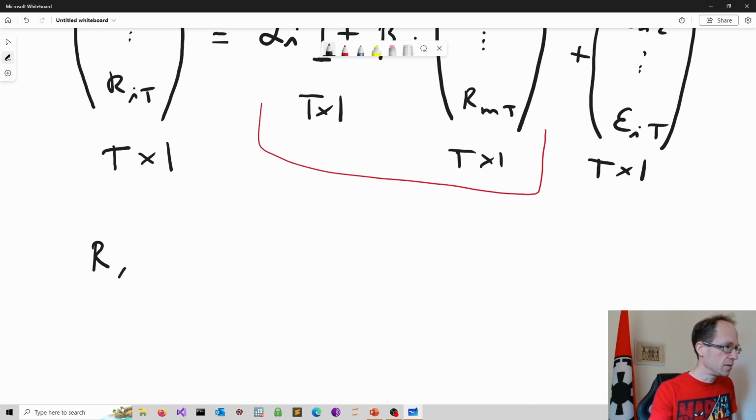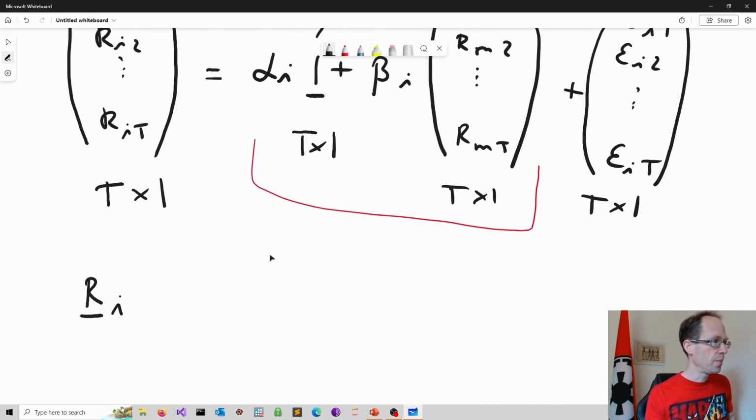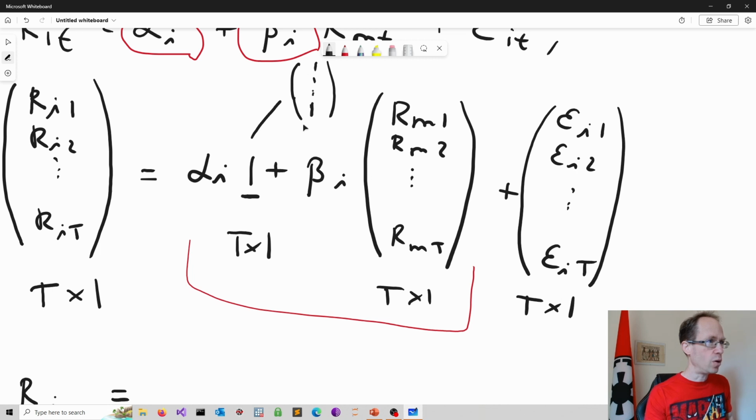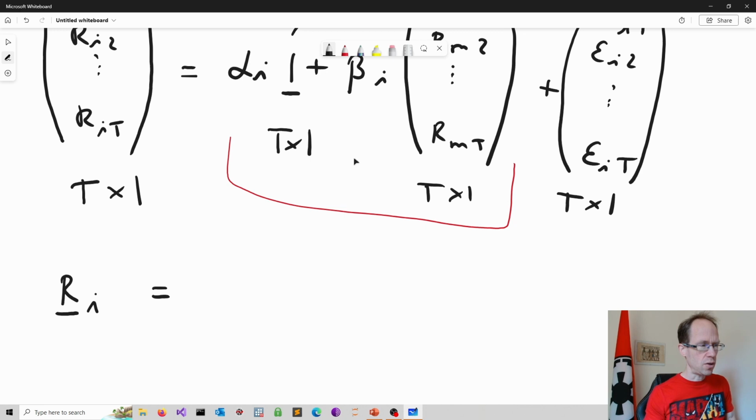I obtain the vector Ri, which is exactly the vector above. Yeah, it has this structure we saw. It's a column vector of dimension T times 1. And on the right hand side, I now will simplify this expression. So you see you have the all one vector, and then you have the vector for the market return. And we can put this together into one matrix. This matrix is also called a data matrix. Yeah, so it's often referred to as a data matrix.